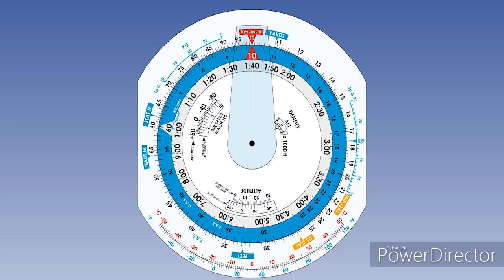The computer has two faces. The first face is the circular slide rule face. The circular slide rule face of the navigation computer has inner and outer scales. While the outer scale is fixed, the inner scale is free to rotate.